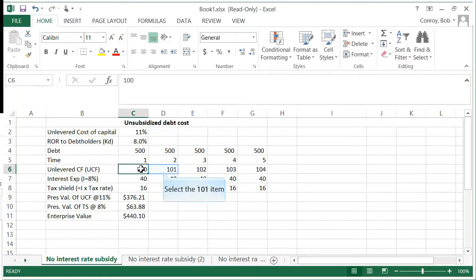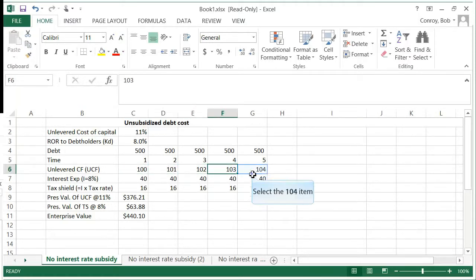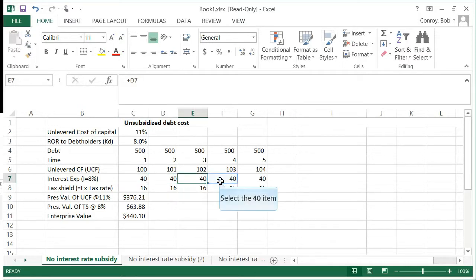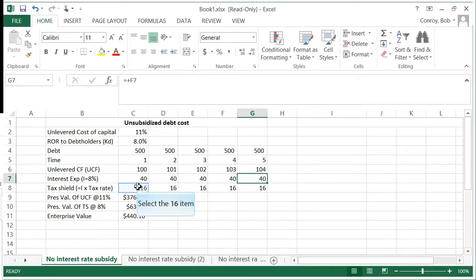I put in here an unlevered cash flow every year, and estimated interest, which is just 8% times 500, as you can see, 8% times 500 here. And so it's interest of 40 every year. Then the tax shield is just the interest times the tax rate, which I assumed here to be 40%.